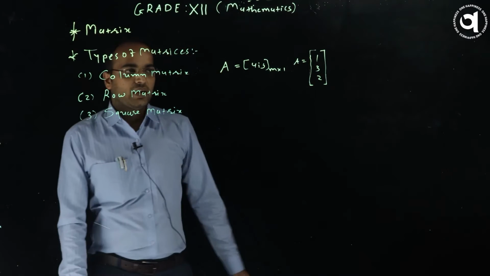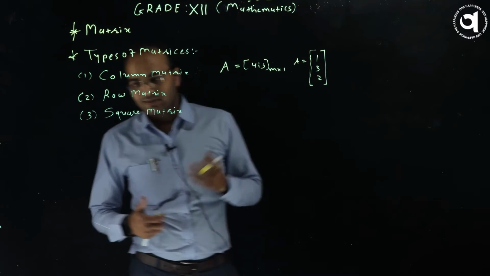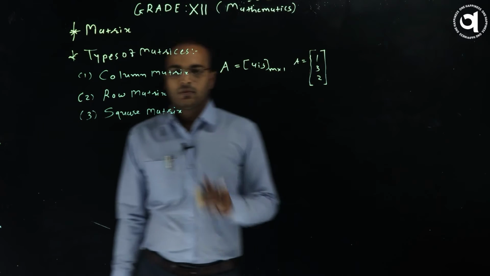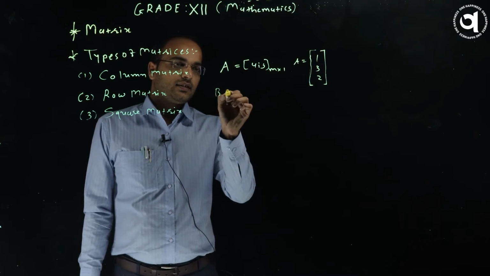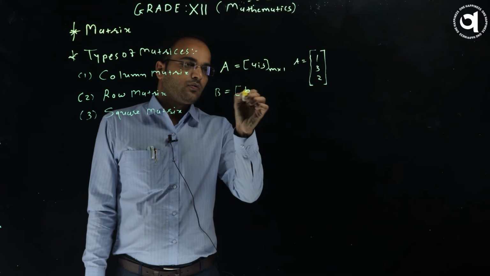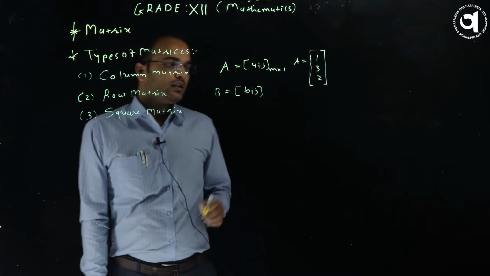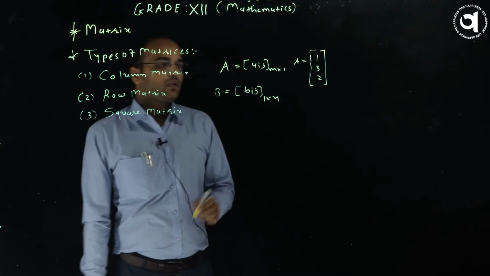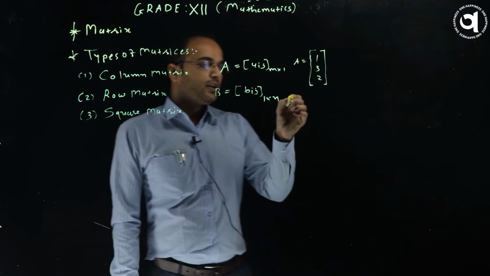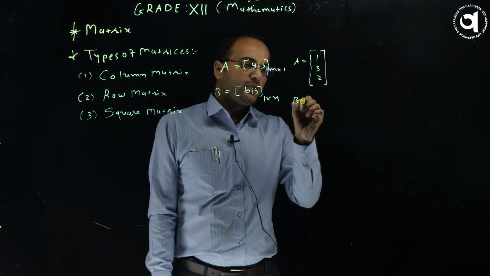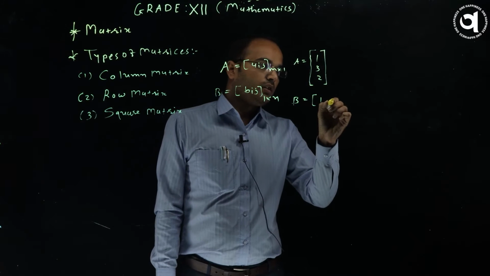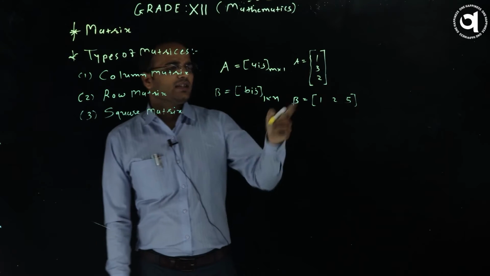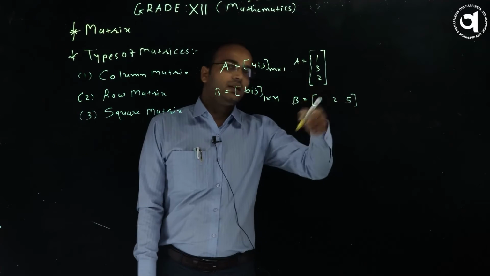Now similarly, row matrix. A matrix is called row matrix if it has only one row and any number of columns. So in general, consider B is equal to Bij. There is only one row and any number of columns, that means 1 cross n. And the example of row matrix is B is equal to 1 2 5. Okay, in this matrix there is only one row and third column.